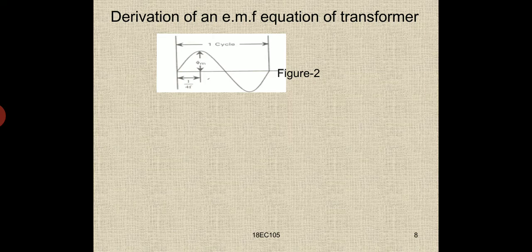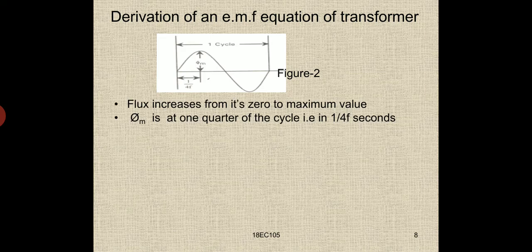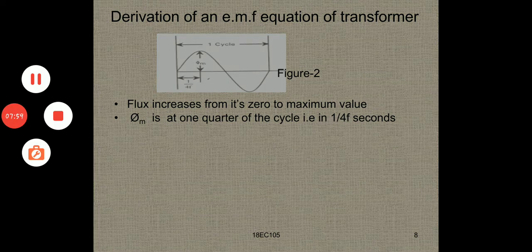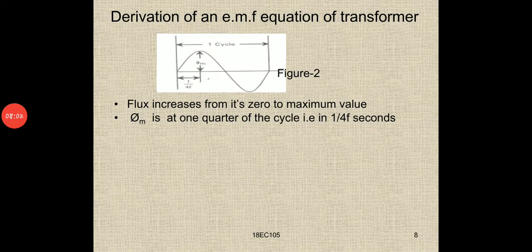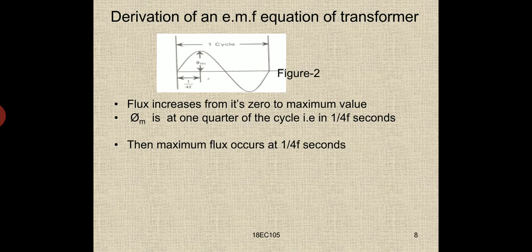Now this is the waveform we are going to apply. So here you can see that at quarter cycle, that is at pi by 2, the flux will be maximum, which is denoted as phi m. Flux increases from 0 to the maximum value as we go on increasing the value of the voltage or the current that we are applying at the primary winding. Now phi m is the maximum value, which occurs at 1/4 of the cycle, that is 1/4f seconds.